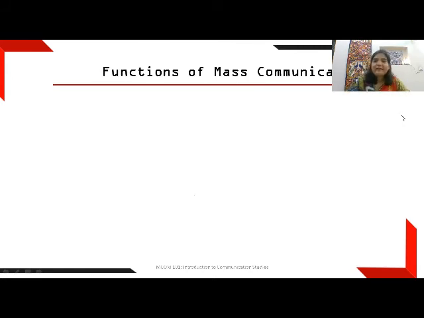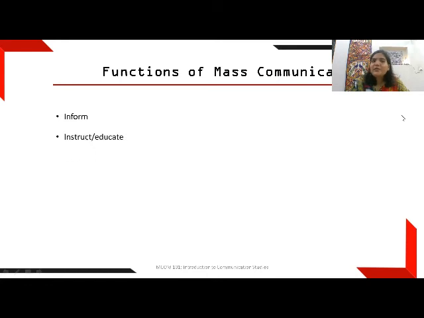Now the next is functions of mass communication. The first thing is inform, of course. मीडिया ना हो तो हमें इंफॉर्मेशन ही ना मिले चीजों की. All these things, चाहे वो आपकी कोई एप्स हो, या वो आपका टेलीविजन हो, या वो आपका रेडियो हो, ट्रेडिशनल या डिजिटल मीडिया, दोनों का मकसद होता है आवाम को इन्फॉर्म करना.